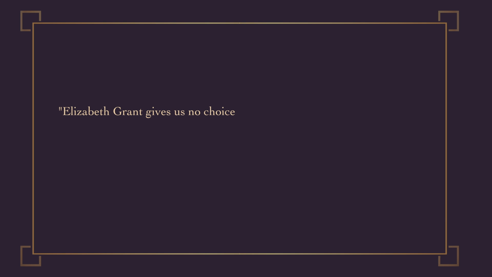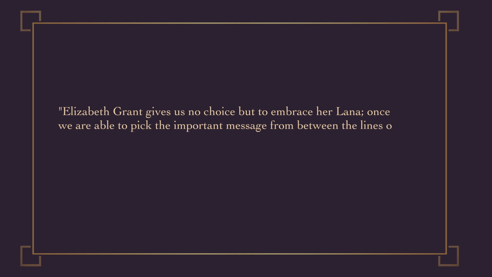And another thing you can do is bring in a quote from a different source, say from a biography about the writer that you're writing about. Here's an example from the end of a great essay about the Lolita trope in the music of Lana Del Rey. "Elizabeth Grant gives us no choice but to embrace her Lana. Once we are able to pick the important messages from between the lines of her music, the rest is rust and stardust." In this case, the writer chose to bring in a particularly resonant quote from the author of Lolita himself, Vladimir Nabokov, and it's a poetic and memorable way to close.